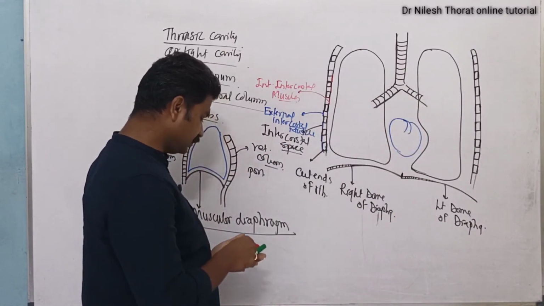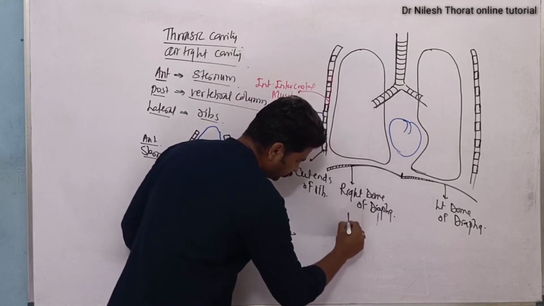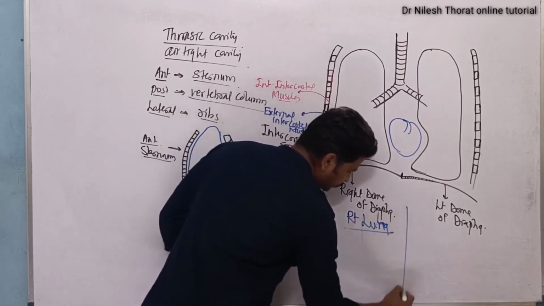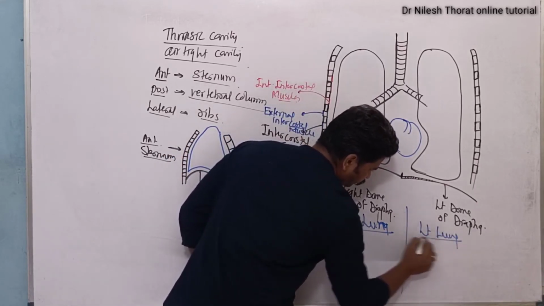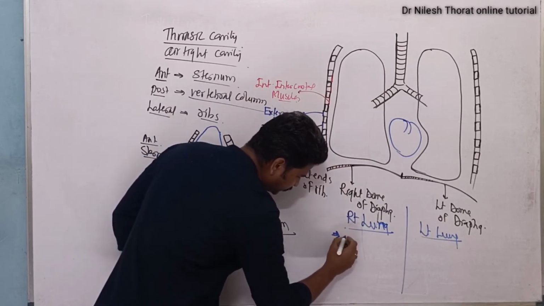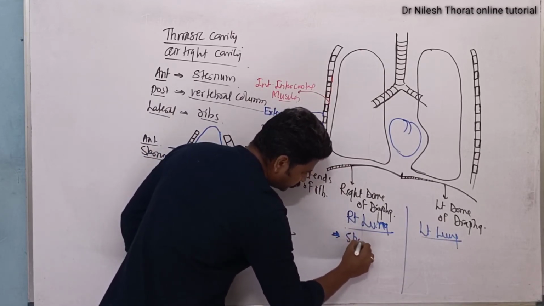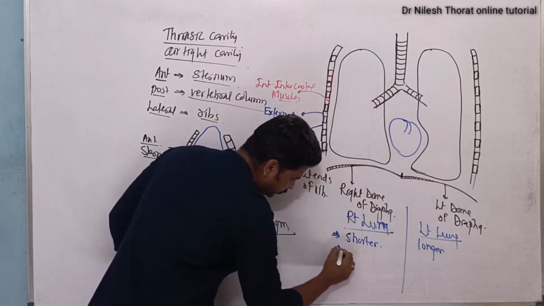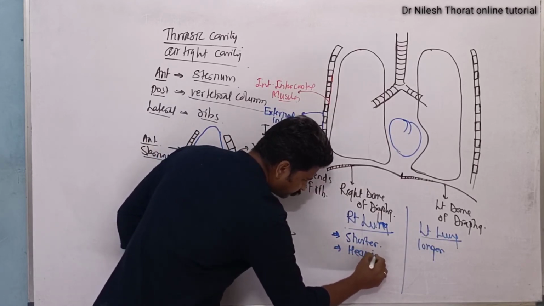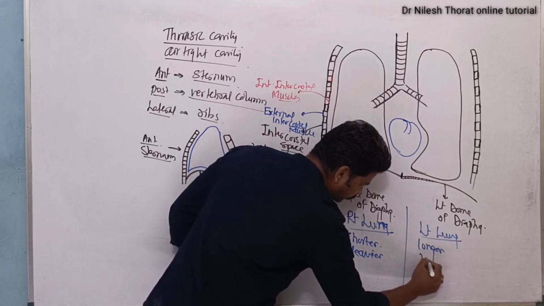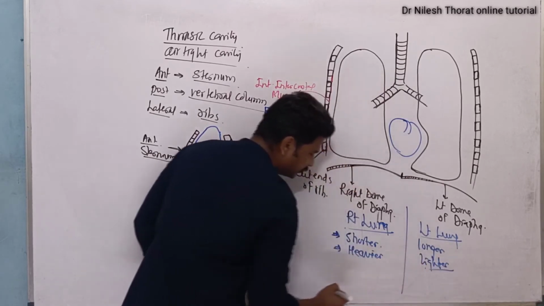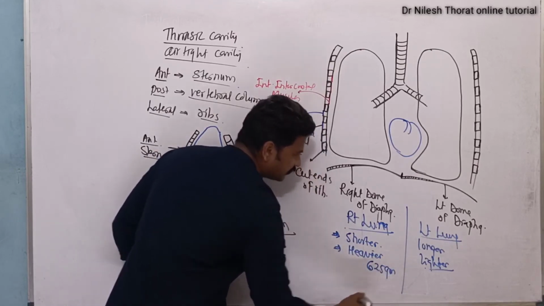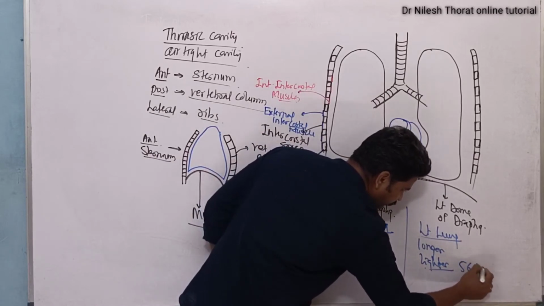So if we compare the right and left lung, here we have the right lung and the left lung. The right lung is shorter and this one is longer, but the right lung is heavier and this one is lighter in weight. Speaking about the weight, the right lung has 6 to 5 grams of weight, while the left lung has 5 grams of weight.